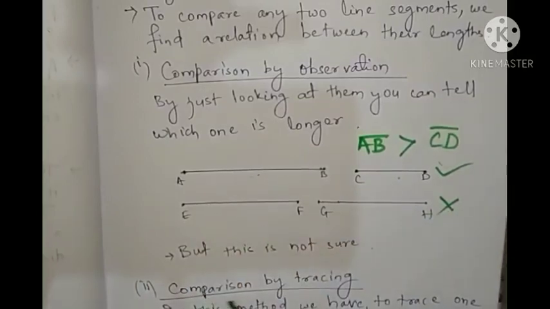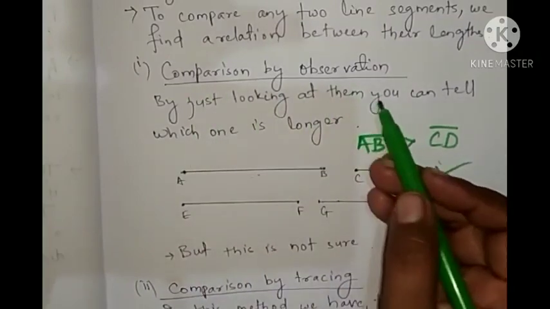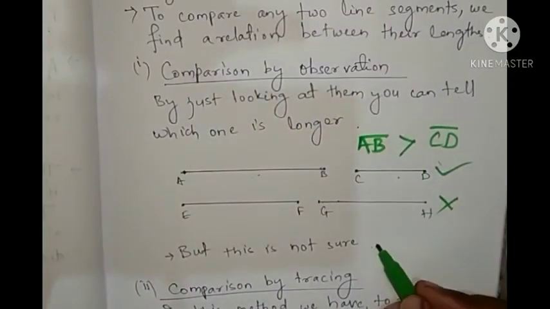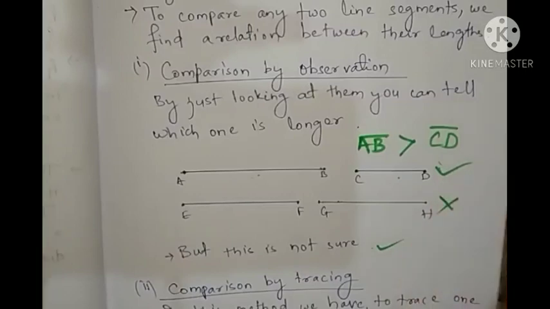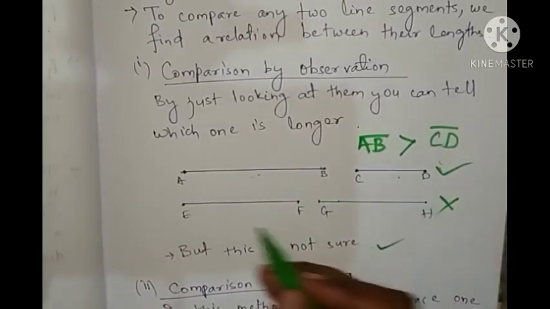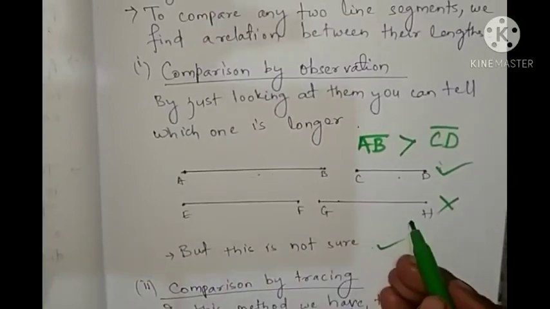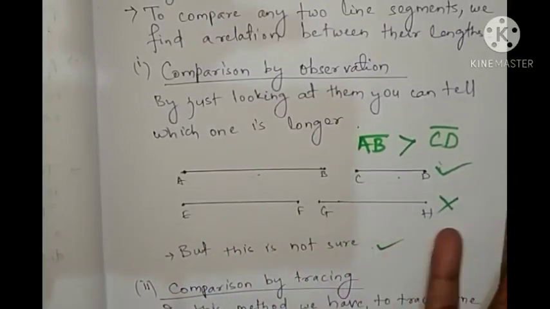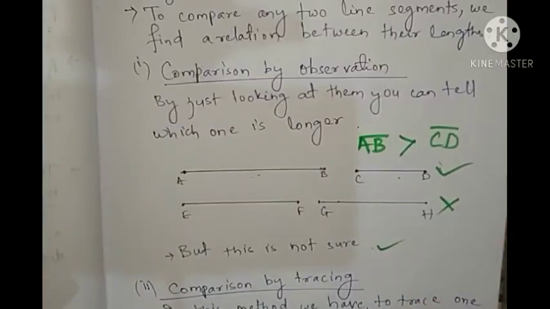Comparison by observation is not always sure. Here you are sure that AB is greater than CD. But here, are you sure whether EF is greater, GH is greater, or both are equal? You are not sure. So there is another method, that is comparison by tracing.